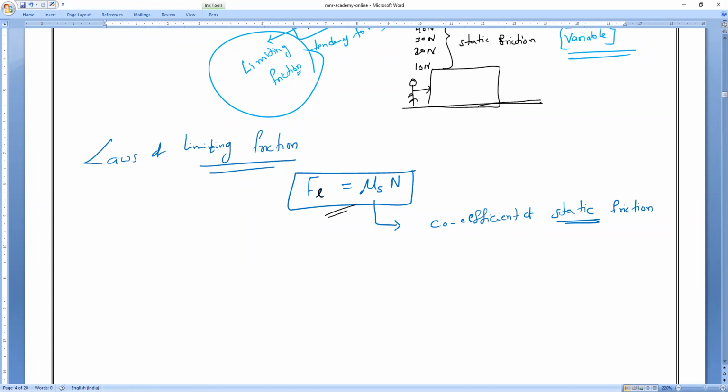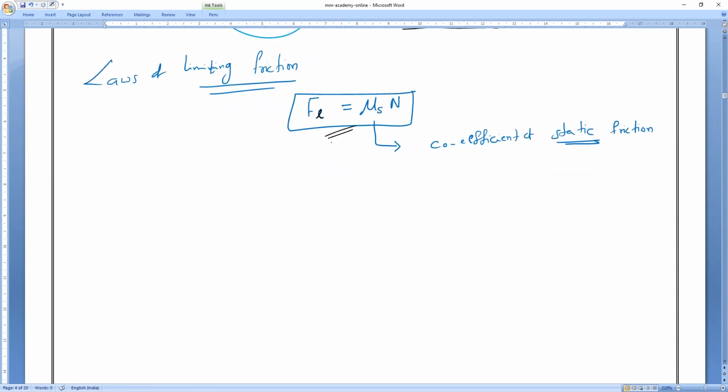Based on this, we will solve numericals also. Remember that. What is the limiting friction formula? Mu s into N. N means the normal reaction. That is limiting friction.